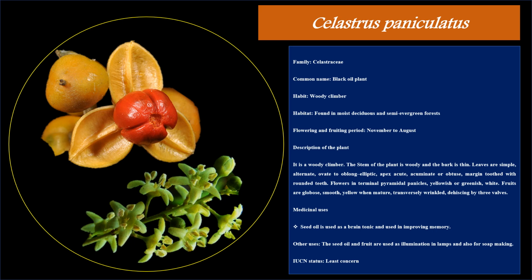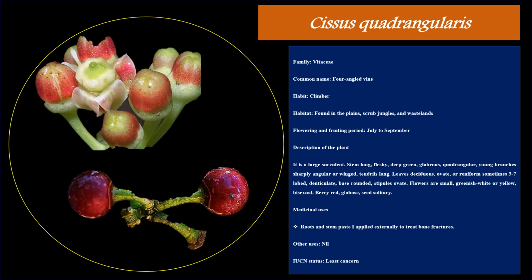So apart from these medicinal uses, it has some other uses, like the seed oil and fruit are used for illumination in lamps and also for soap making. So it has some other uses, and the IUCN status is least concern. Then we come to our Cissus quadrangularis.